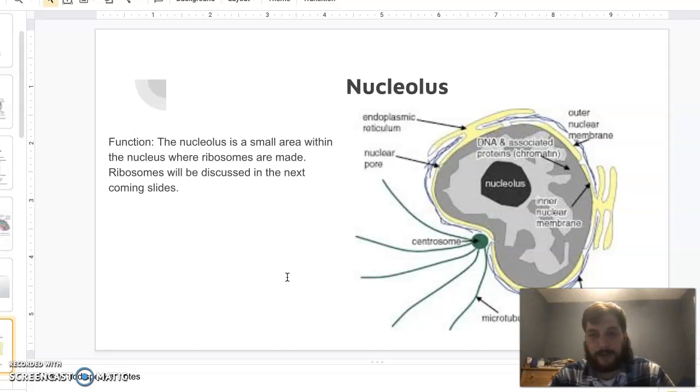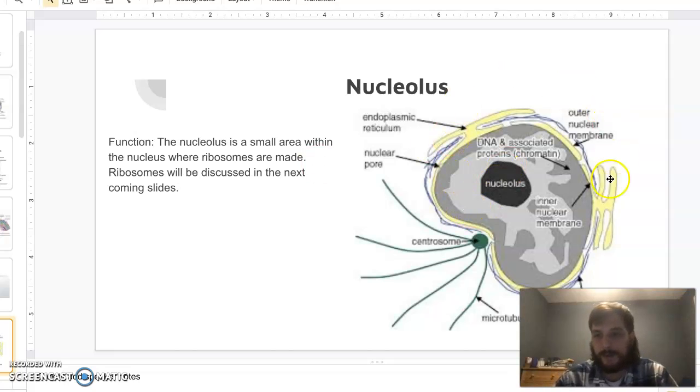So the next organelle we're going to learn about is the nucleolus, which you might get confused with the nucleus, but I'm going to try to teach it in a way that you can kind of distinguish the two. The function of the nucleolus, it's a small area within the nucleus, but it's where ribosomes are made. And we're actually going to learn what ribosomes are in the next upcoming slides.